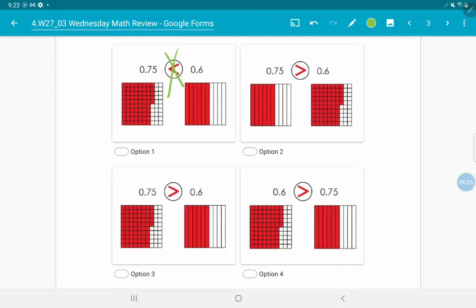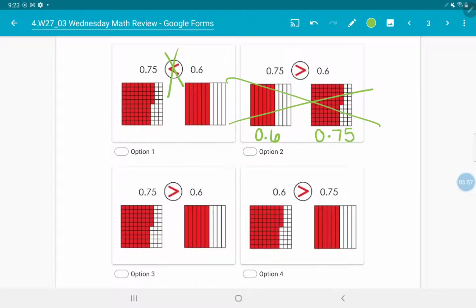All right. The next one says 75 hundredths is greater than 6/10. So we know that part is true. Let's check the model. Is this showing 75 hundredths? That's showing 6/10, not 7/10. And on the other side, it's showing 75 hundredths, not 6/10. So we know that those models are incorrect.